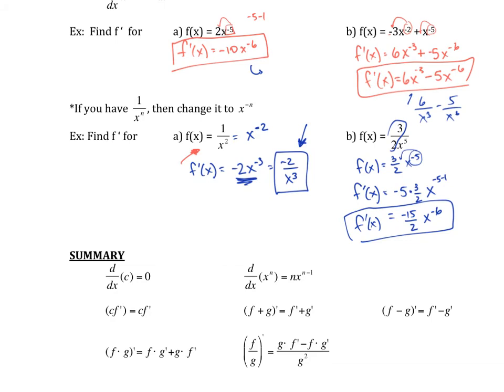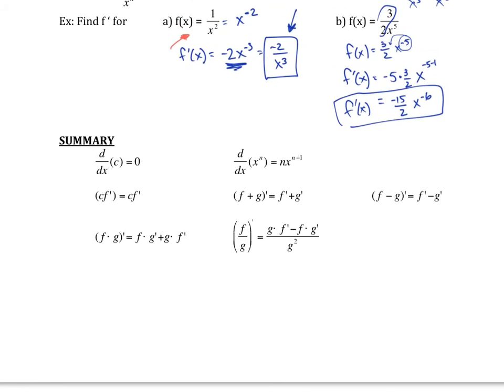So here's a summary of everything we've done so far. Starting with the one you forget the most, and I'm telling you this just out of reality. The derivative of a constant is 0. That's it. It's 0. Here is the power rule.